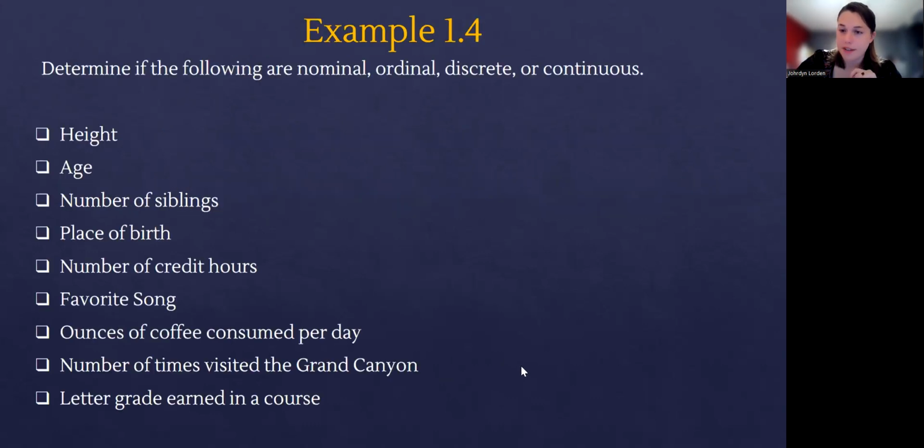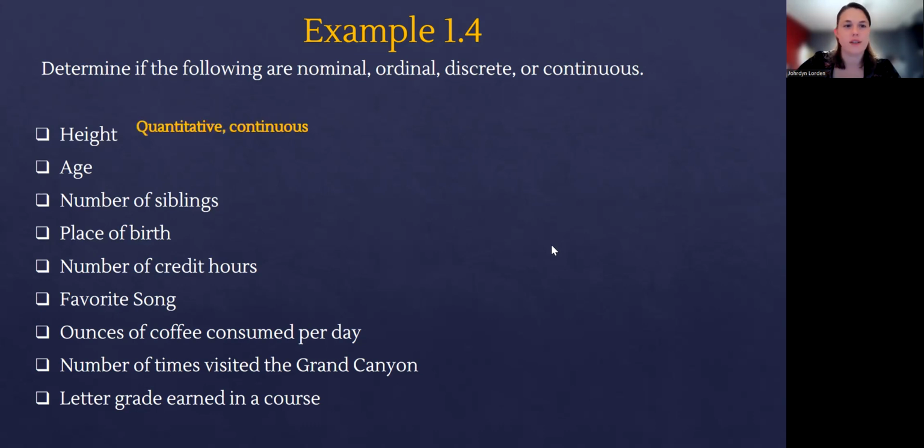Take a moment to please pause the video and go through these and see if you can decide if they are nominal, ordinal, discrete, or continuous. Please remember what I said last video, that by taking a moment and thinking about it before you hear the answer, you are much more likely to retain this information by the time we get around to the final exam. Okay? 5, 4, 3, 2, 1.